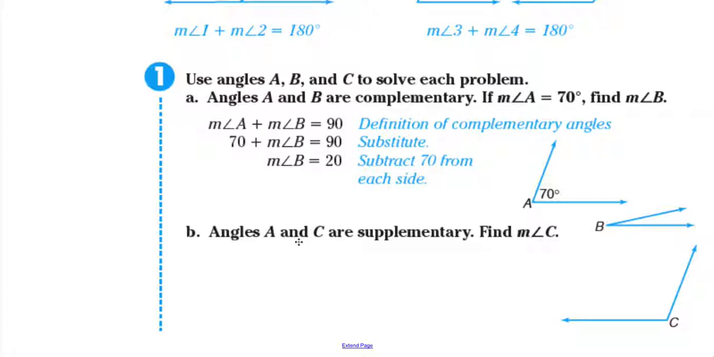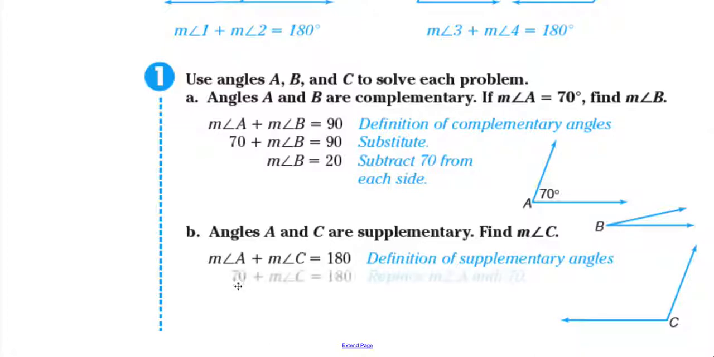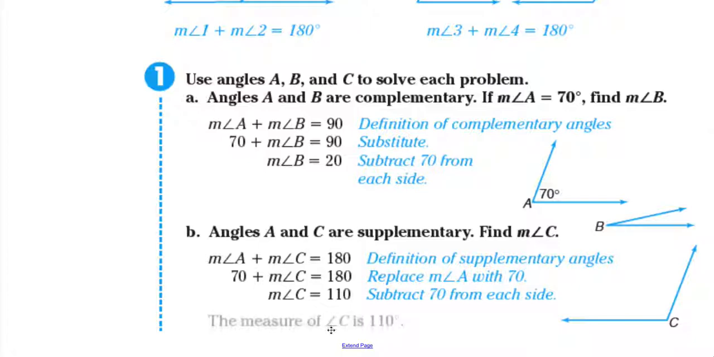Okay, so let's take a look at letter B. Angles A and C are supplementary. We want to find the measure of angle C. We know for a fact that they're supplementary, so the measure of angle A plus the measure of angle C is equal to 180 degrees, the definition of supplementary angles. And then we simply substitute the value. We know that the measure of angle A is 70 degrees. We don't know the measure of angle C. So we simply subtract 70 from both sides. We end up with the measure of angle C at 110 degrees.